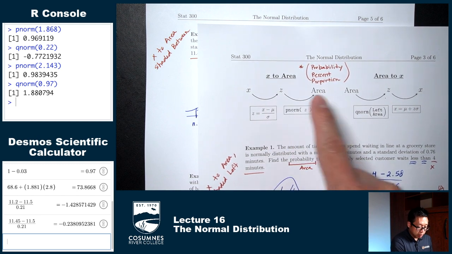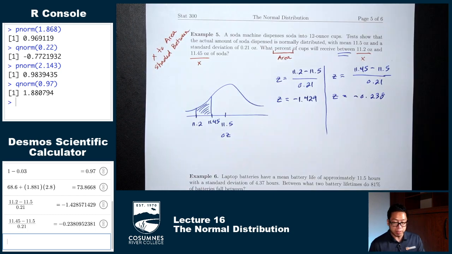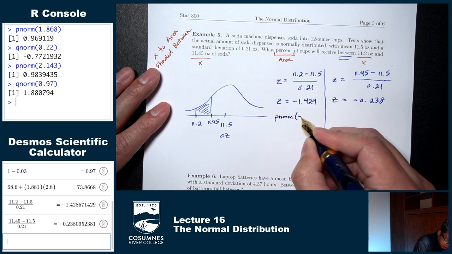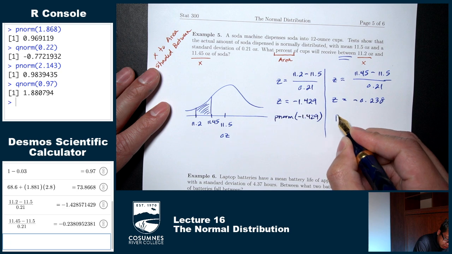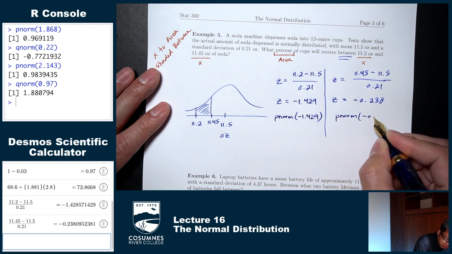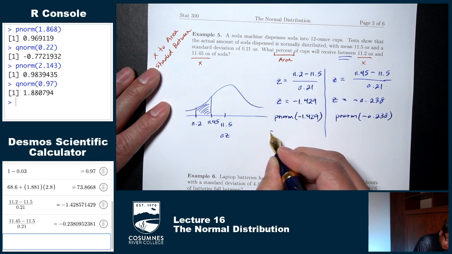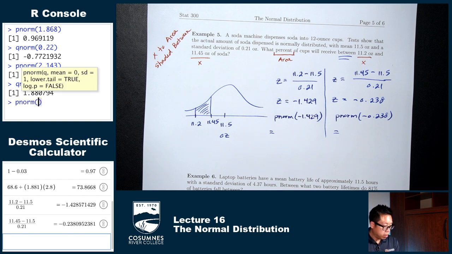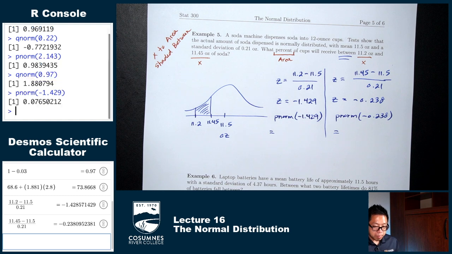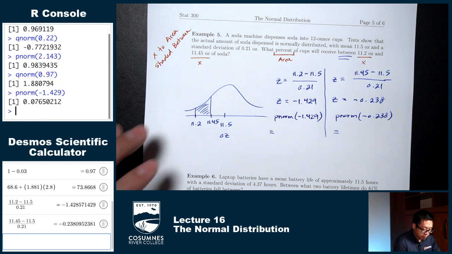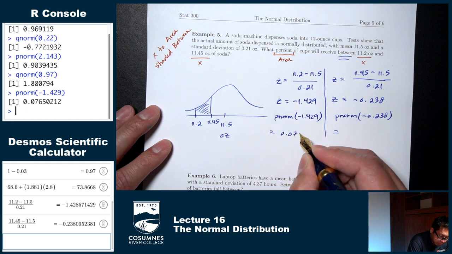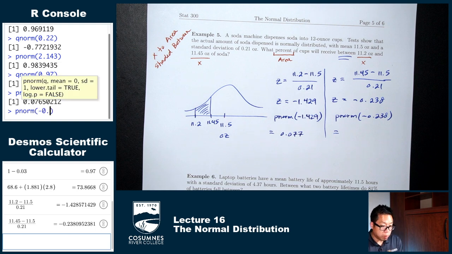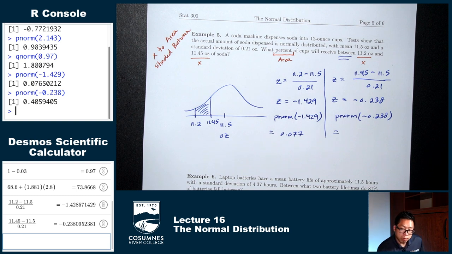Next step would be z to area by doing a p-norm. So we're going to p-norm both of those z's. So p-norm negative 1.429, and then also p-norm negative 0.238. All right, so in R, p-norm negative 1.429, 0.077. Okay, the other one, p-norm negative 0.238, 0.406.